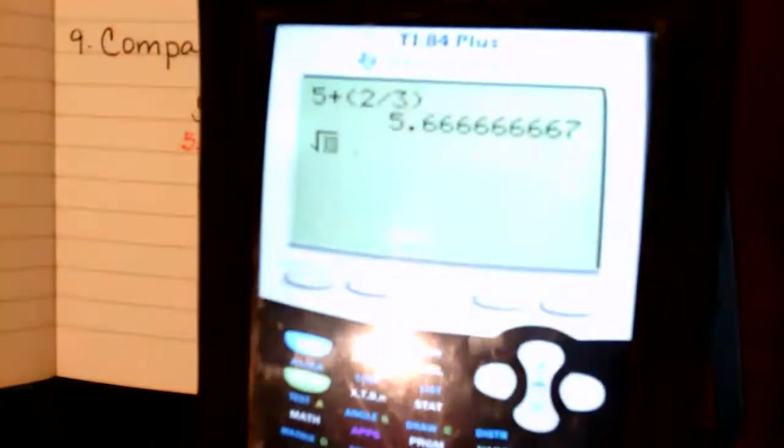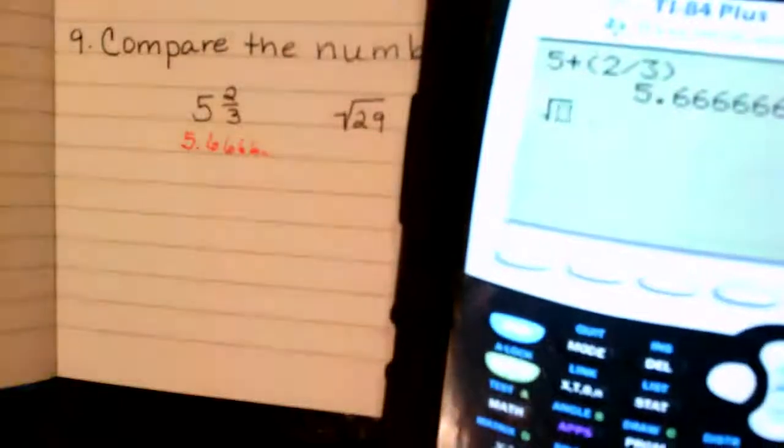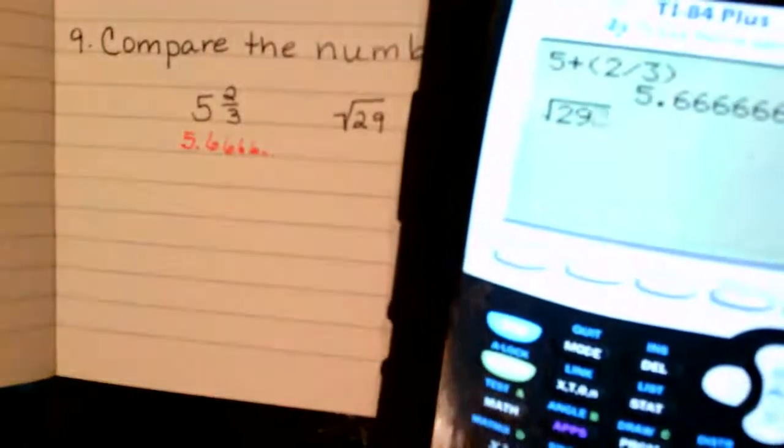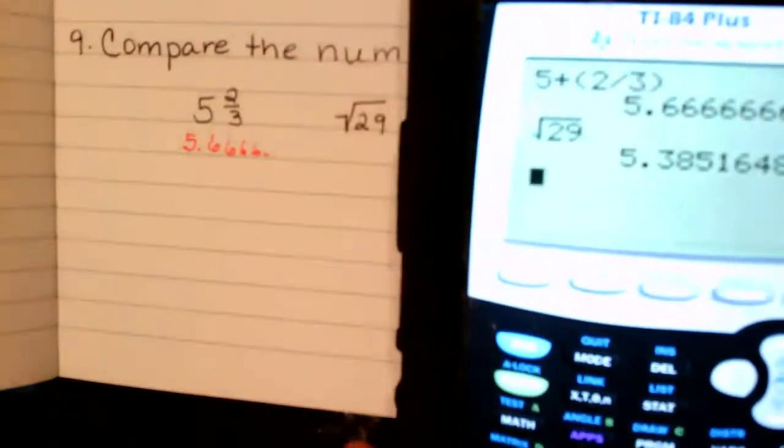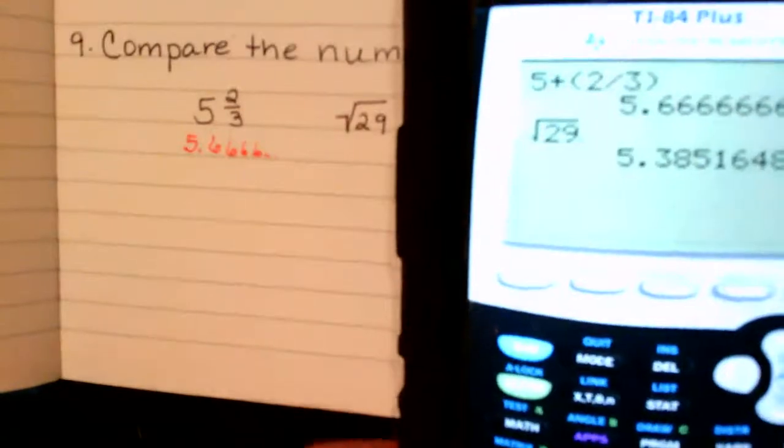Notice what my calculator puts on my screen there. It's just waiting for that number underneath. And of course, I'm going to type the 29 there. Press enter, and I get 5.385. So let's write that down.